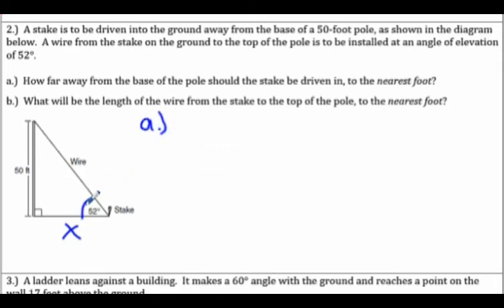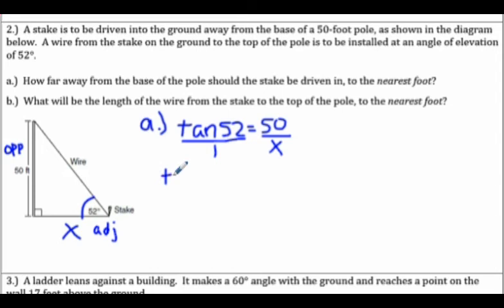Obviously, we're dealing with an angle, so it's going to be trig. Across from your angle is the opposite side, and next to the angle is the adjacent side, so it's going to be tangent. So tangent of theta, now theta is the angle, so it's going to be tangent of 52 equals, and tangent's opposite over adjacent, so it's 50 for the opposite side over x for the adjacent side. So then we're going to put this over 1 and cross multiply. So tan 52 times x.